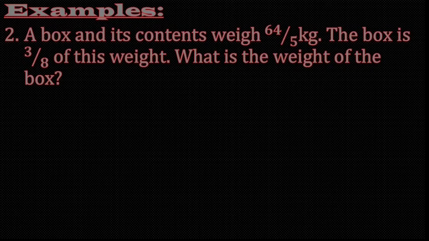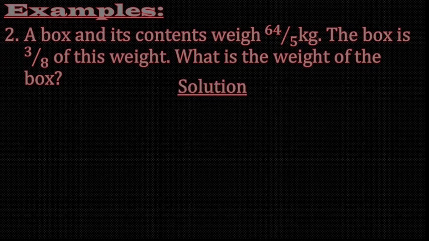Now the idea from this one is a box and its contents. That means the total weight of that box with the contents is 64/5 kilograms. So maybe there are some books in the box, or some chocolates, or some dictionaries, or some cars in the box, you never can tell. But the total weight of the box and its contents is 64/5 kilograms. And of this weight, the box alone is 3/8. So I have to find the weight of the box.